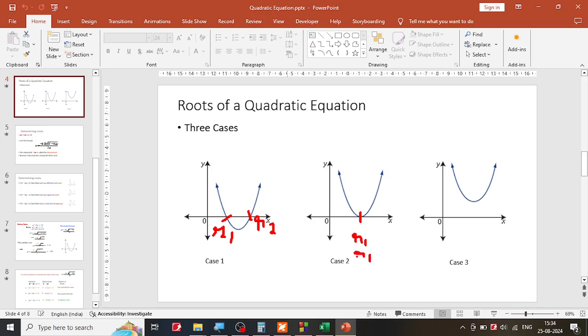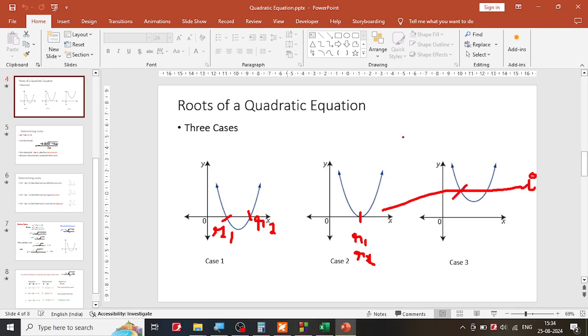You don't get any different value. R1 is equal to R2 because it's going to touch the x-axis at only one point. Here it's not going to touch the x-axis, but I am saying that for an imaginary plane, it's going to touch the values at two different places.